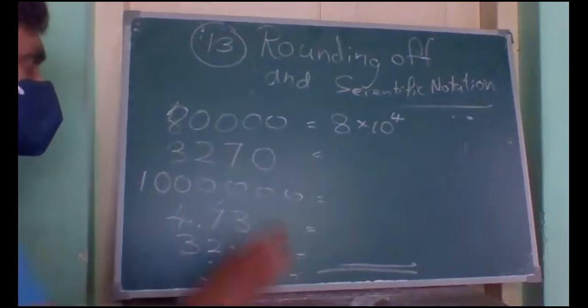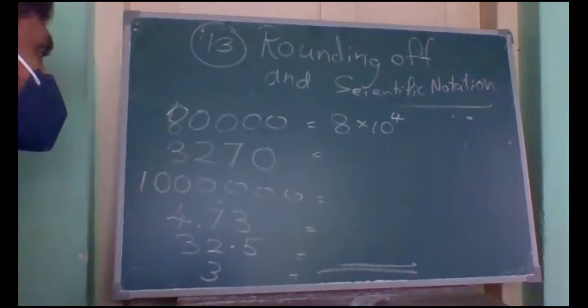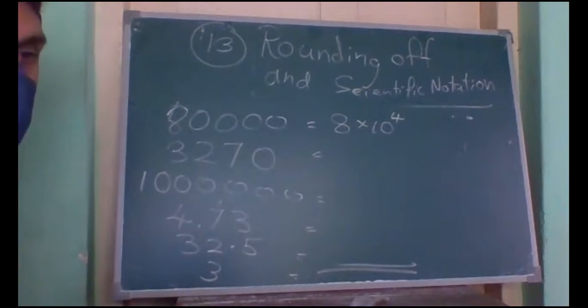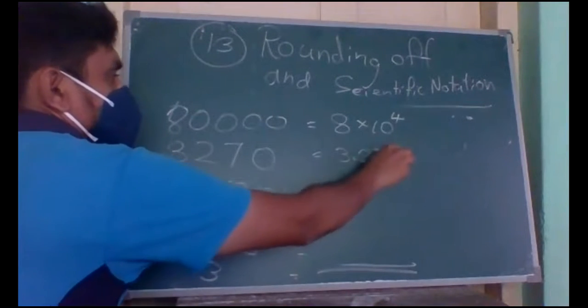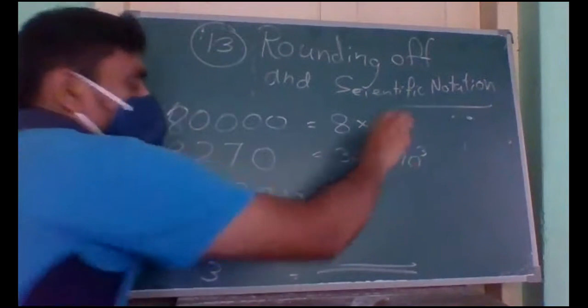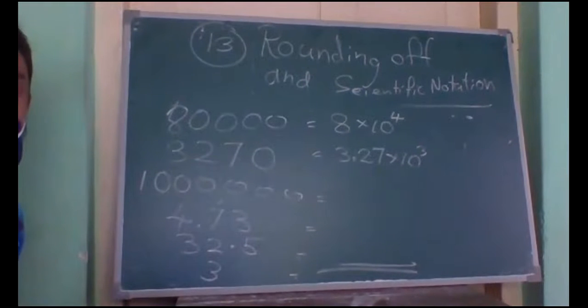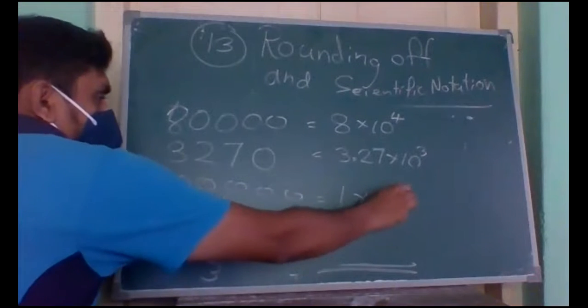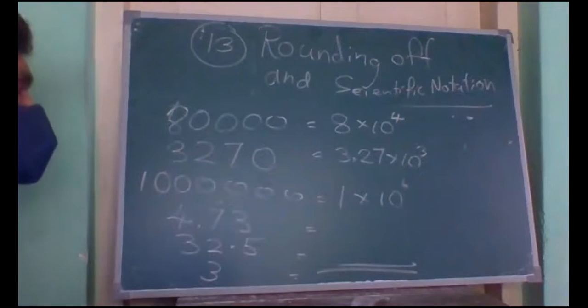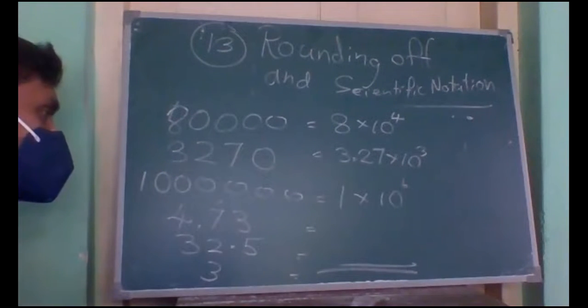Right. Here, 3.27 into 10 to the power 3. Just 3.27 into 10 to the power 3. Right. Then 1 into 10 to the power 6. Good. Next.